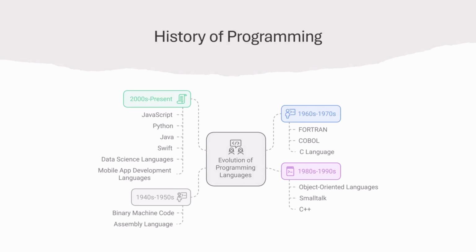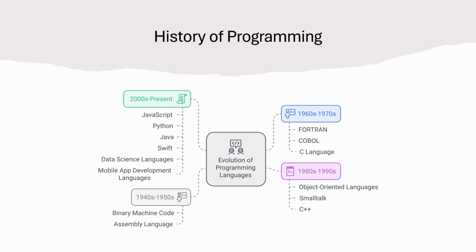The history of programming languages reflects the evolution of computer technology. We have come a long way from the binary machine code of the 1940s to today's high-level languages like Python, Java, and Swift. Each new language has made programming more accessible and powerful, creating new opportunities in software development.